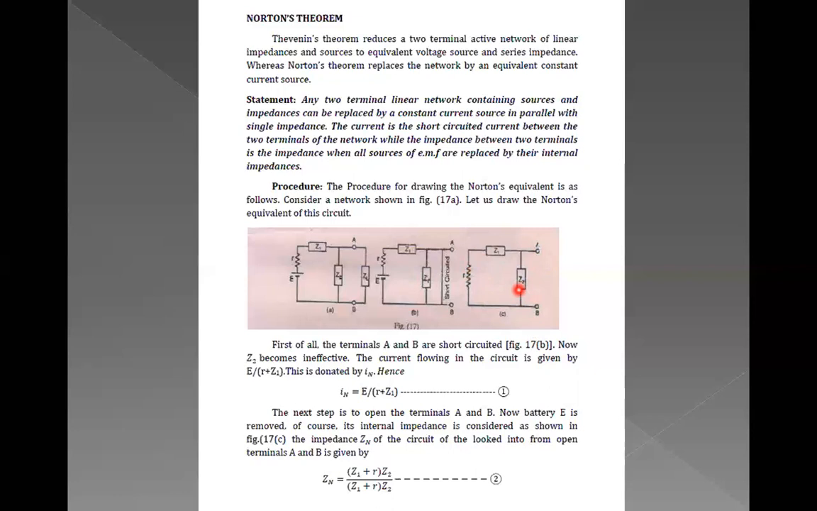So here there is a small mistake. Zn should be equal to (R plus Z1) into Z2 divided by R plus Z1 plus Z2. So the plus sign is missing here. Okay, so this is how we can find out the value of IN and Zn.